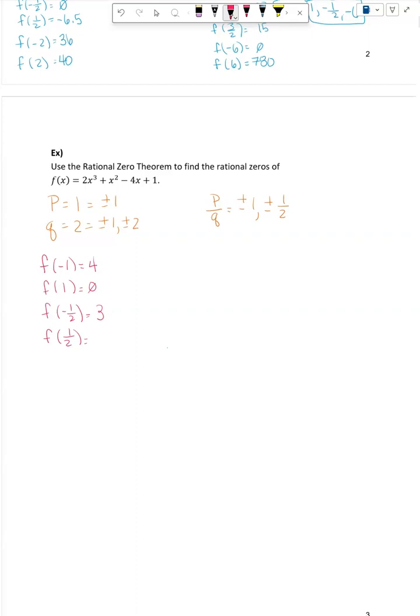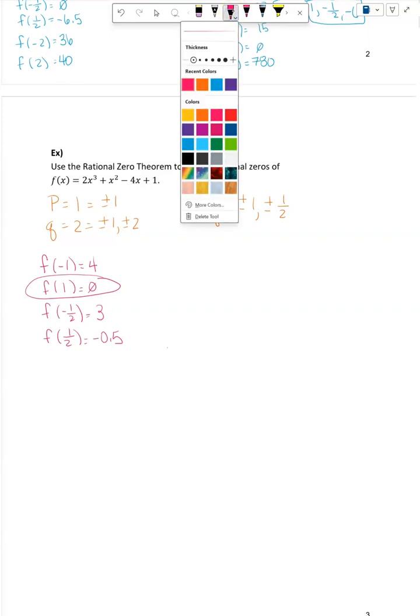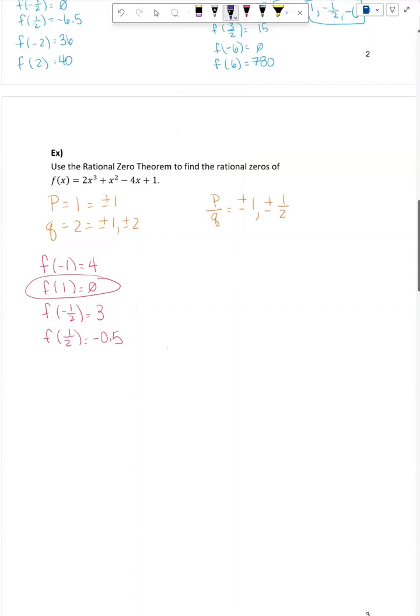And then I stored 0.5, store X, enter, and scrolled up and got my function, hit enter twice, and this gave me -0.5. So my only 0 was 1. So now we need to do long division. No, synthetic division. I don't know why I keep saying long division. Let's do synthetic division. So we know that our 0 is 1.